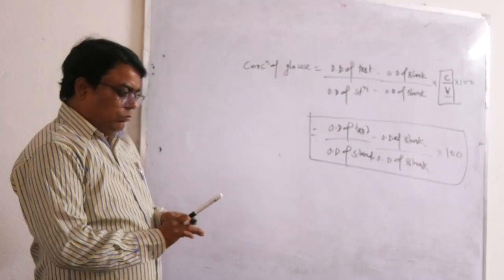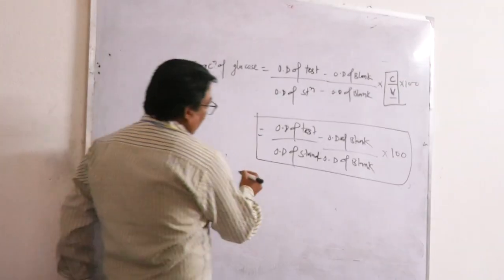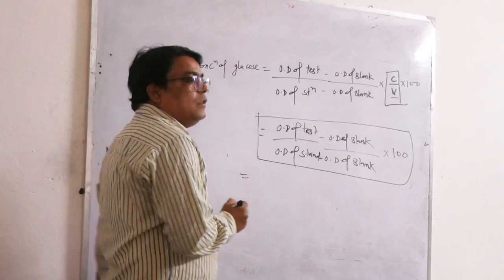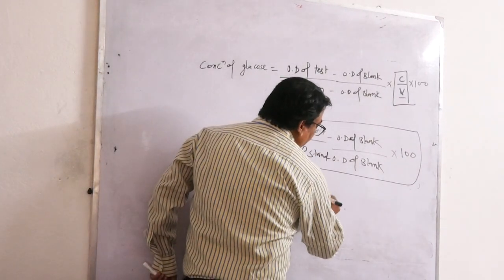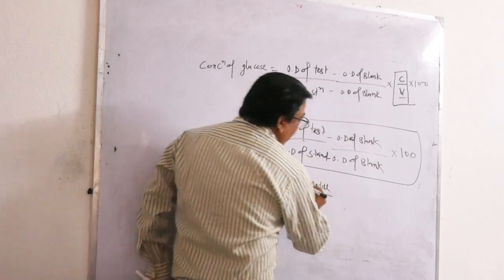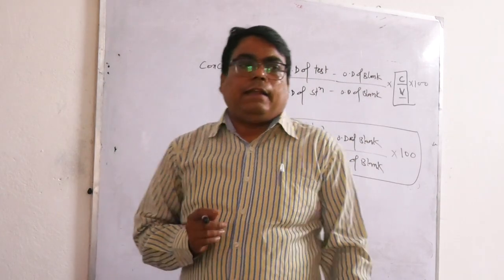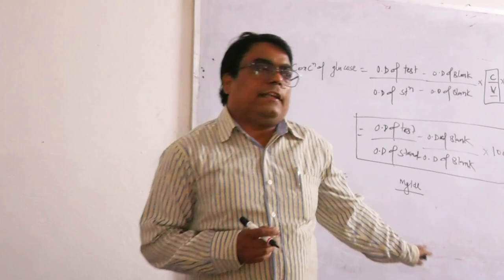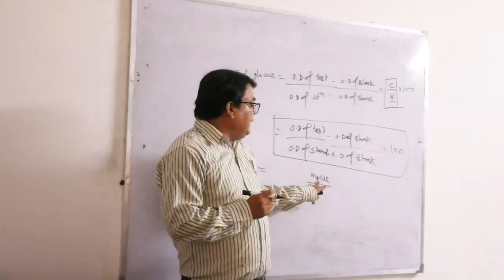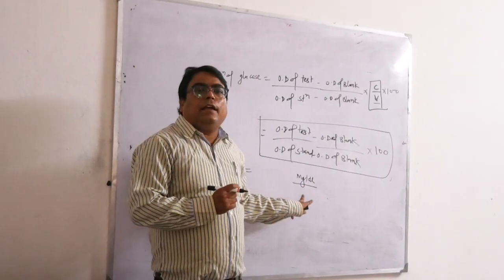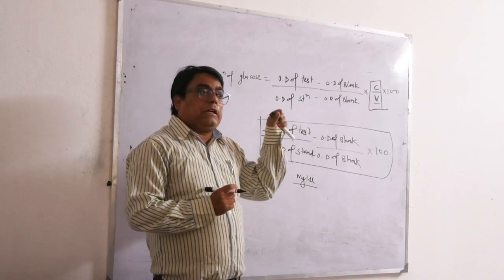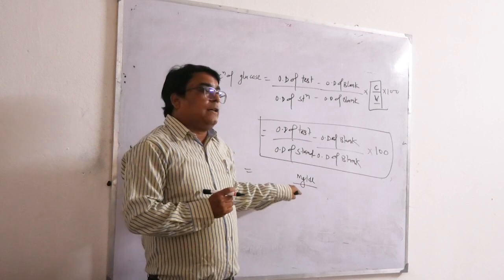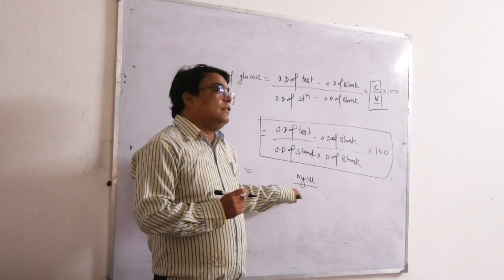So the result comes in the unit of mg per dl. Which factor's value comes in gram per dl? Anybody? Which parameter, which value of the blood comes in gram per dl?